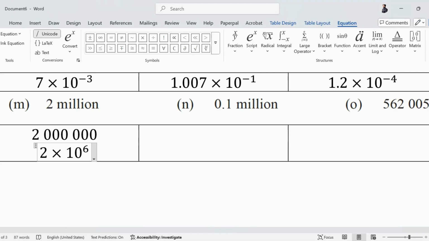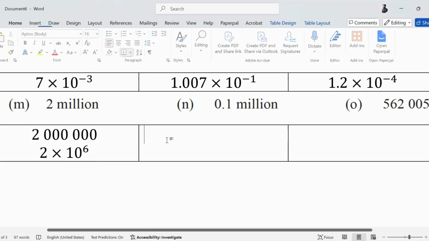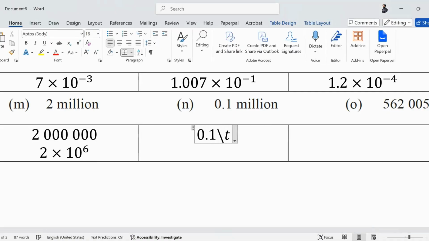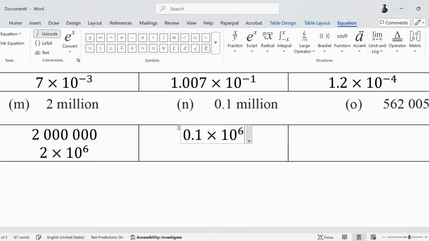What about the next one? Look at this one a little more carefully. If I write million as exponent 6, have I got the answer in standard form?